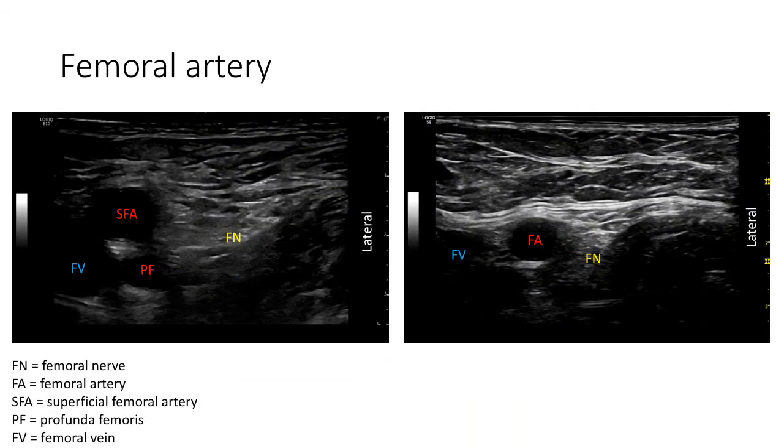At the level of the inguinal ligament, the femoral artery splits into the superficial femoral and profunda femoris, as shown in this left image. The superficial femoral artery becomes the popliteal artery, whereas the profunda femoris travels laterally and branches early to supply the thigh.